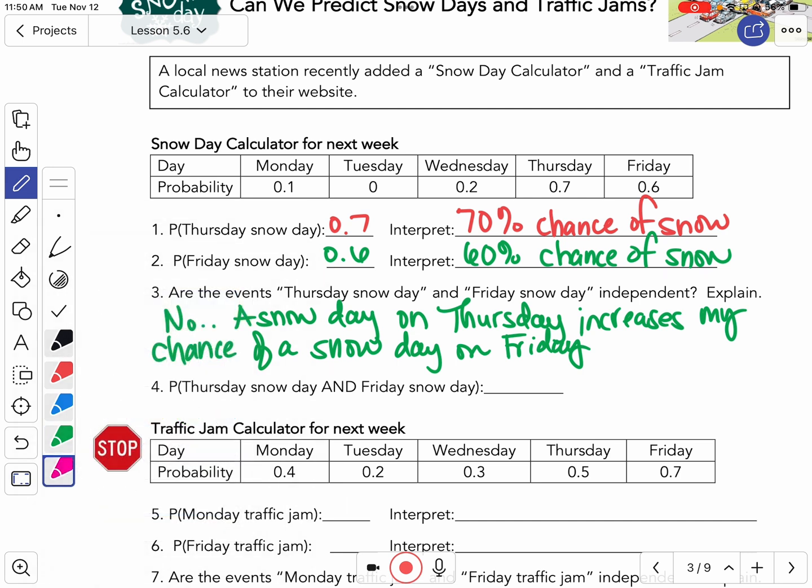All right, so the next thing it asked me for is what's the probability of a snow day on Thursday and a snow day on Friday? Usually when we do and probabilities, what do we do? Add, right? No, we multiply, okay? It's the "and" one, so we would usually multiply. But because they depend on each other, we can't multiply here, all right? So it's a little different situation. We can't multiply because they're not independent.